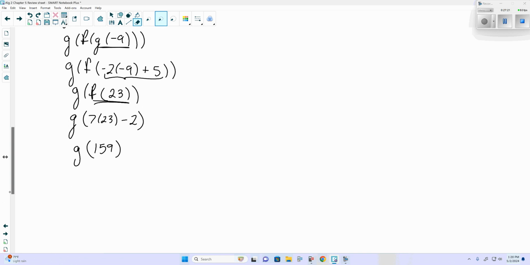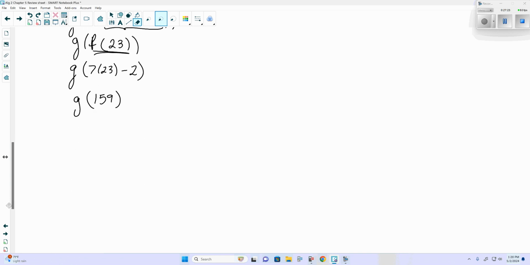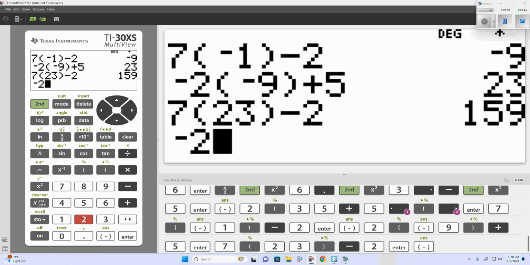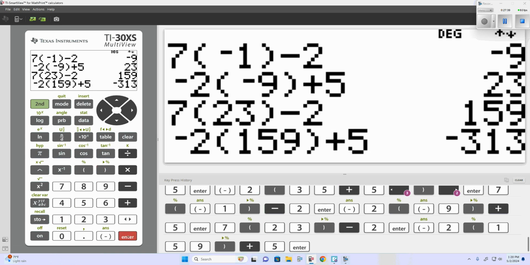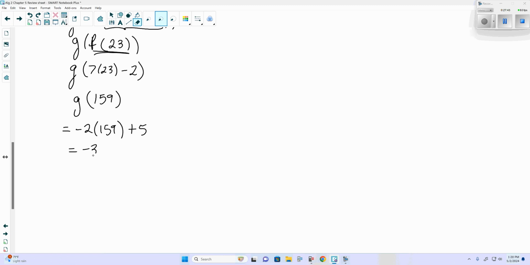Yep. Yeah, and the last step is to plug this into g of x. So negative 2 times 159 plus 5 is negative 313. And that's our final answer.